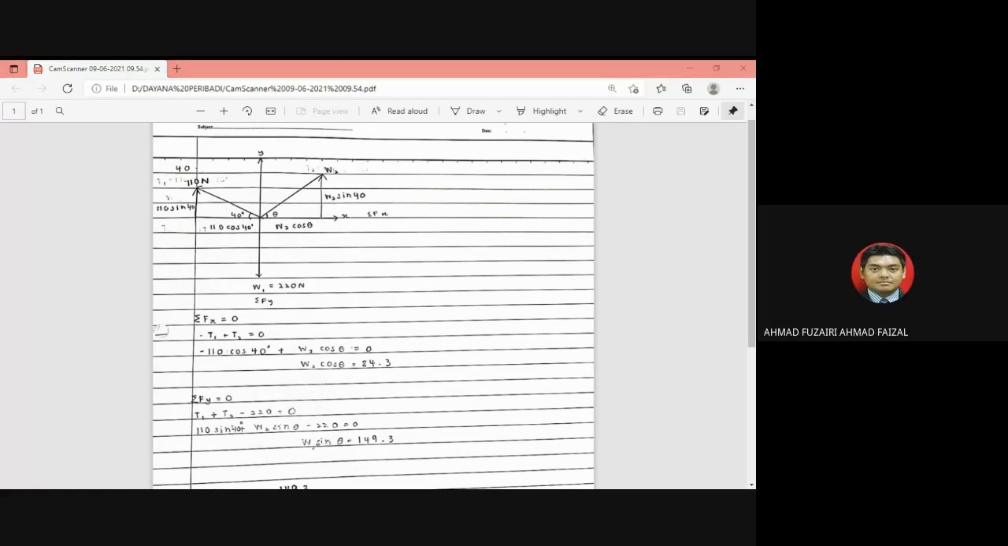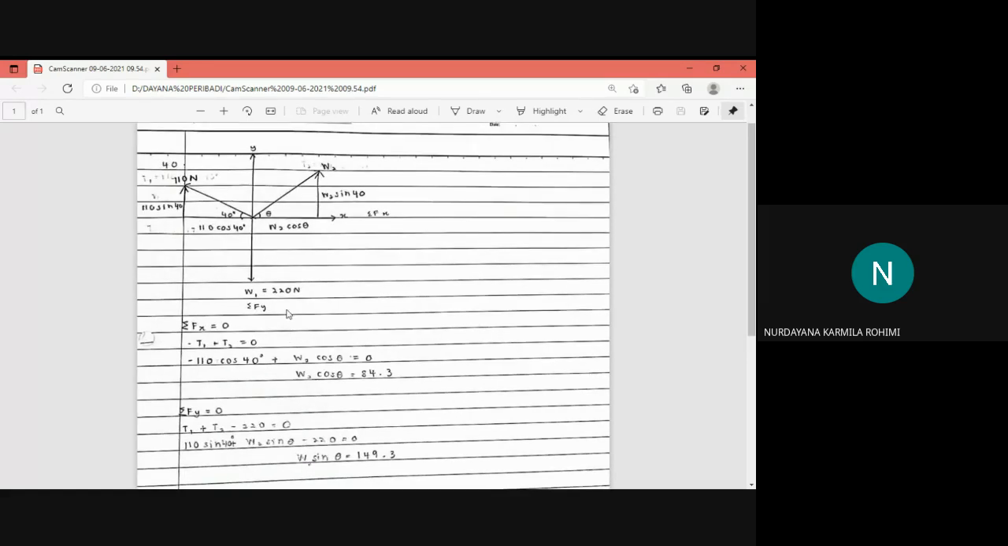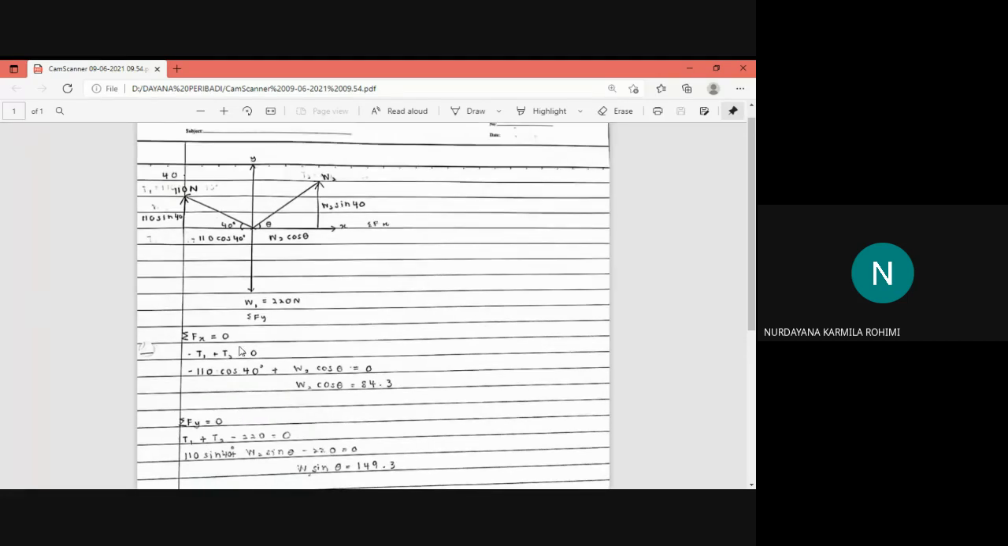The question: the leg and cast in figure 8 weigh 220 Newton for W1. Then it asks to find W2 and the angle, and no force is exerted. So I draw the cast like this, with W1, W2, 110 N, x-axis and y-axis. Since no force is exerted, I assume the total force is zero, so Fx is zero and Fy is zero.